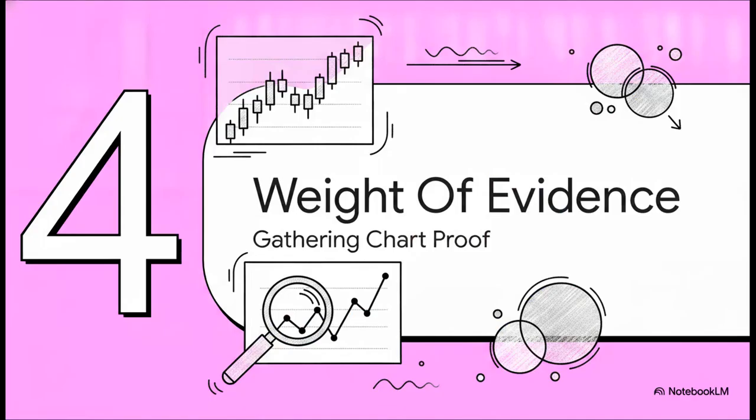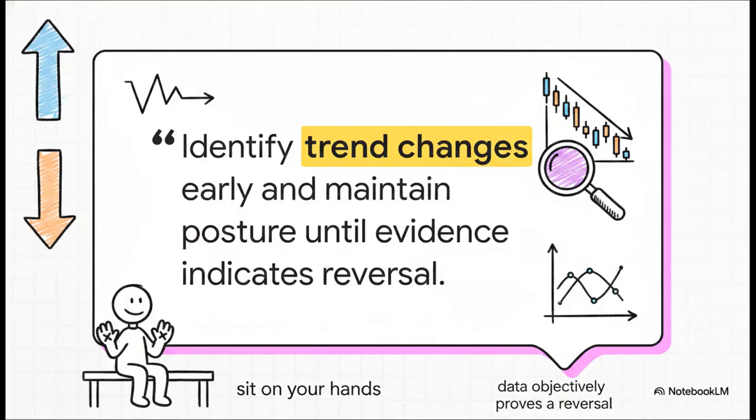All right, let's wrap things up with section 4, the weight of evidence. This whole concept is just beautifully summarized by Martin Pring in his classic book, Technical Analysis Explained. He points out that your job isn't to predict the daily news or monetary policy or some crazy economic forces. The true art of this process is simply to identify the trend early and then, and honestly, this is probably the hardest part for any trader, you just have to sit on your hands. You literally must maintain your posture until the data objectively proves a reversal has happened.